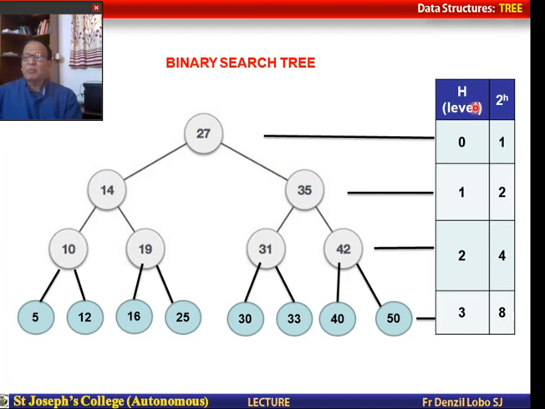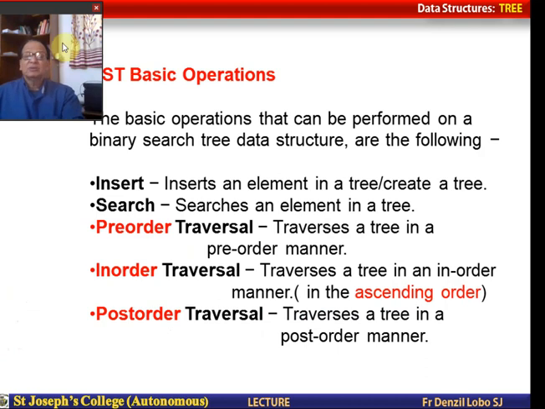So you can have a formula called 2 to the power h, where h represents the level, maybe 0, 1, 2. Immediately you can calculate the maximum number of nodes which could be present at each of these levels. So please remember that.